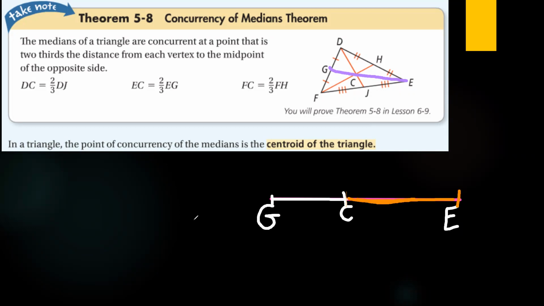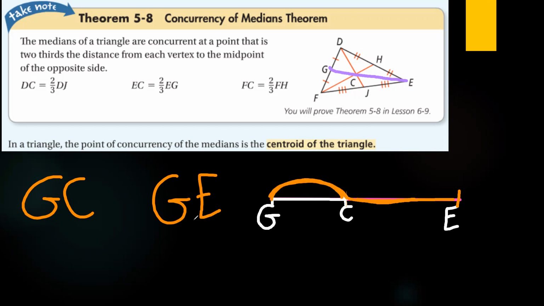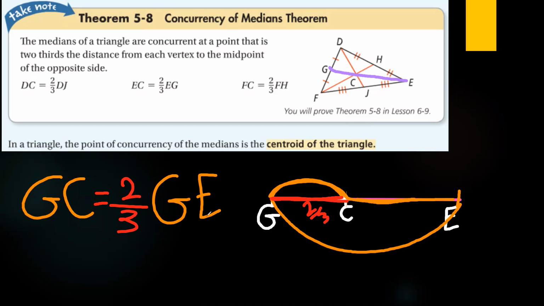Now, this theorem helped me to find a relation between GC and the big one, GE. Between this one, the small one, what's the relation between them and the whole side? Now, after the mathematicians proved it, they found that the length of GC is 2/3 the length of GE. The length of GC, the length of this side, is 2 over 3 the length of GE.